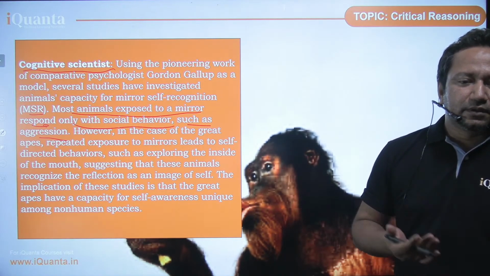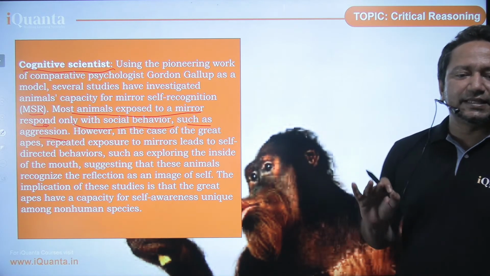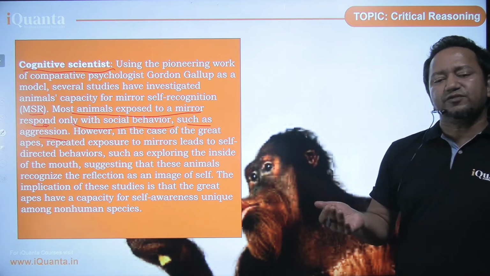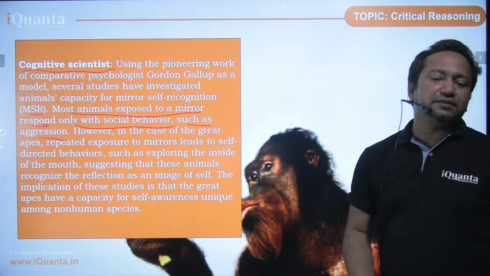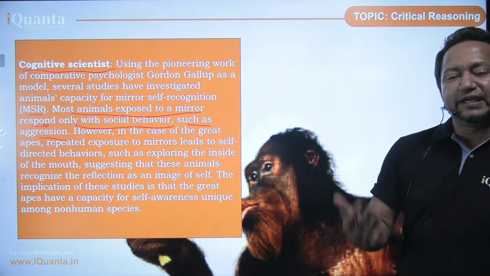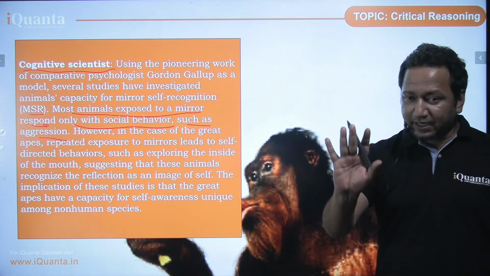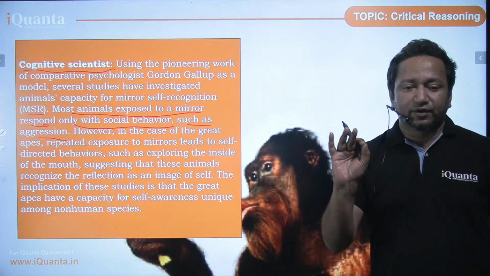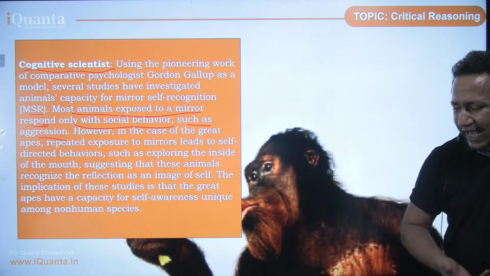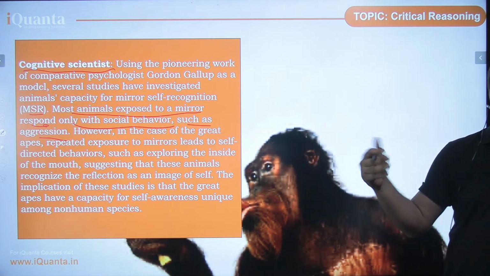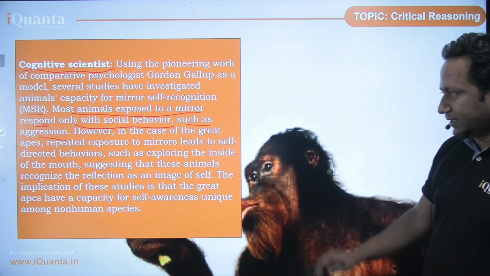So, self-directed behaviors such as exploring the inside of the mouth, suggesting that these animals recognize the reflection as an image of self. The implication of these studies is that the great apes have a capacity for self-awareness unique among non-human species. So humans had that ability, and it was unique. And for non-human species, self-awareness was not as much evident as in the case of great apes and humans. Okay, all right. So this is what I have just explained to you, the entire statement. Now coming to the question.